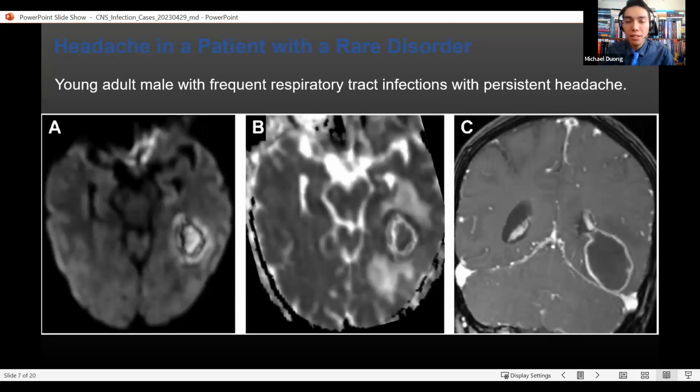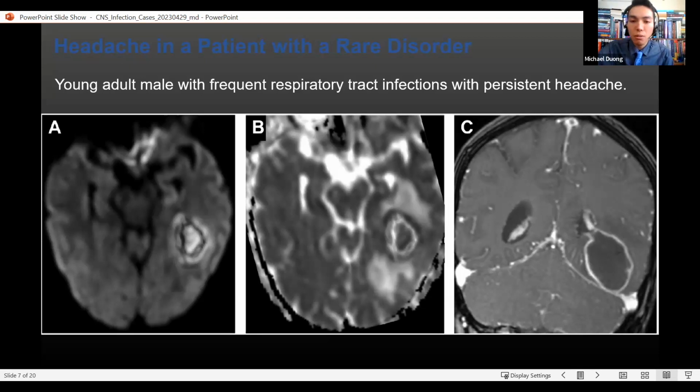Our next case is a patient presenting with a headache, a young adult male with a history of frequent respiratory tract infections. So just keep that in the back of your head for possible rare disorders. You can see diffusion-weighted imaging demonstrates diffusion restriction in this lesion, as well as peripheral enhancement as seen on this T1 post-contrast coronal MRI. So we're concerned, could this be abscess?